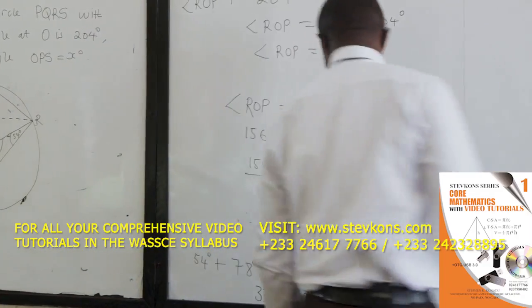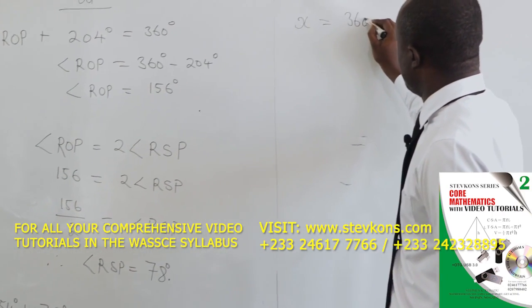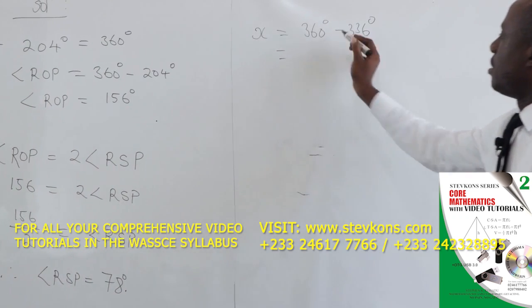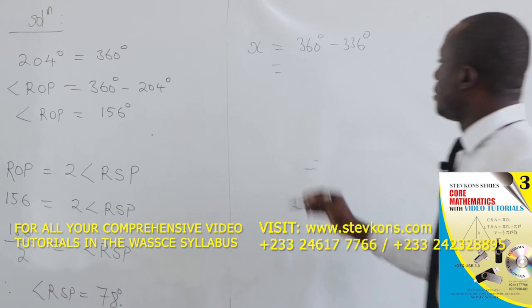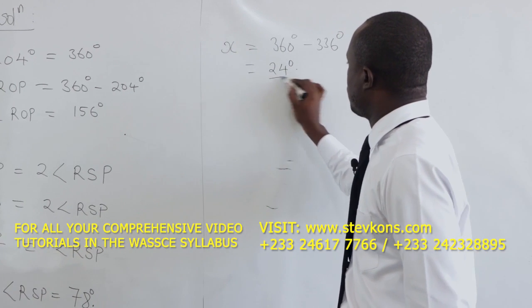So from here, we know our X will be equal to 360 degrees minus 336 degrees. Now, subtracting this will give us 24 degrees.